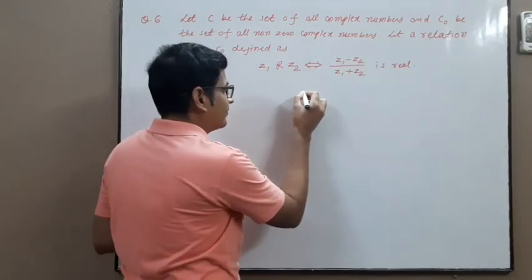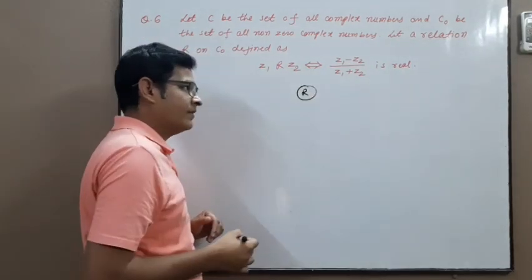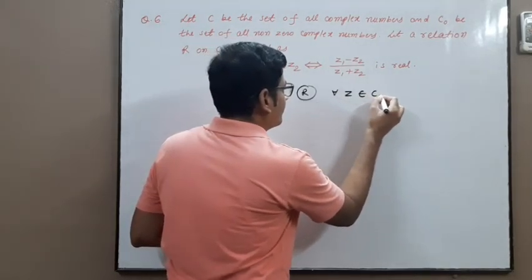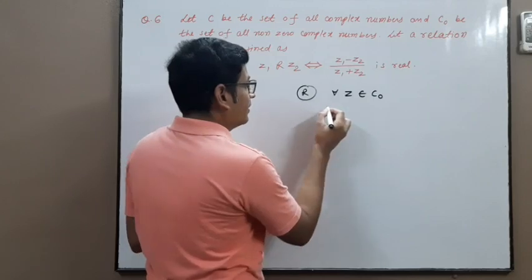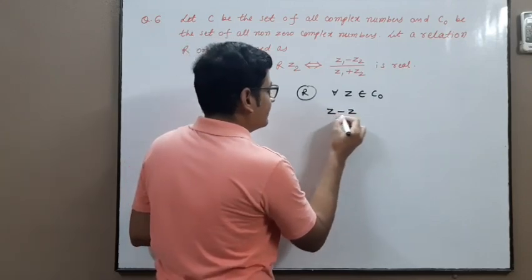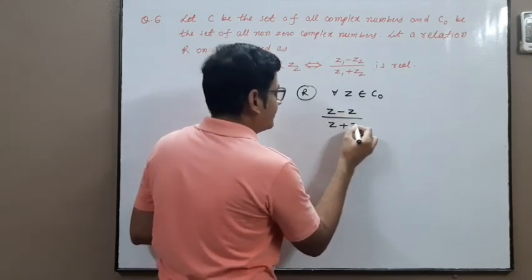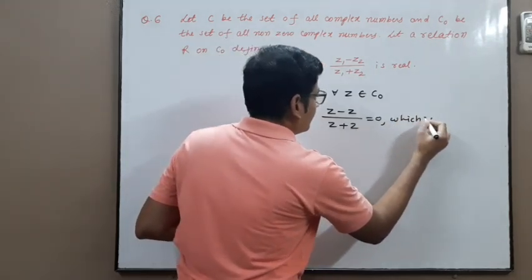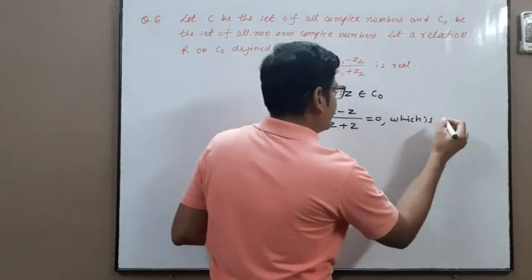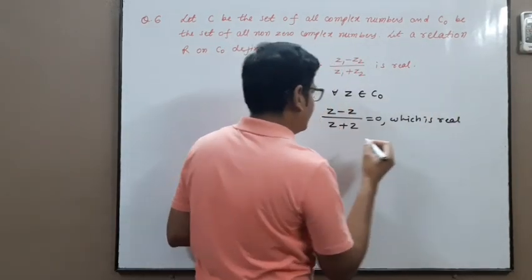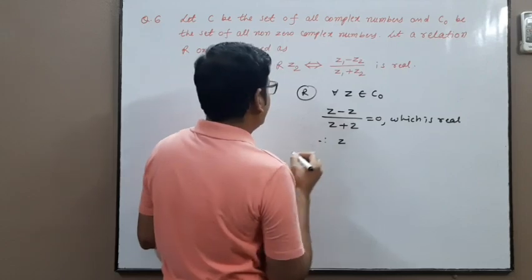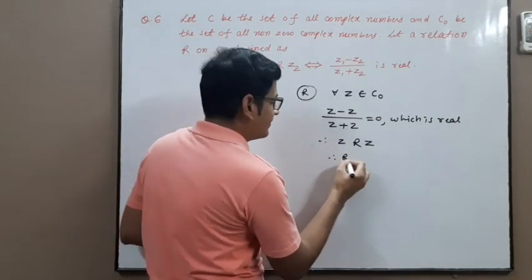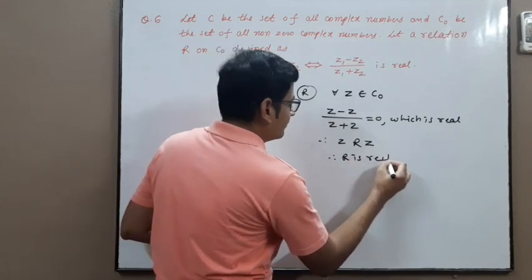First, for reflexive, for every Z belonging to C0, (Z - Z)/(Z + Z) is equal to 0, which is real. Therefore Z is related to Z. Therefore R is reflexive.